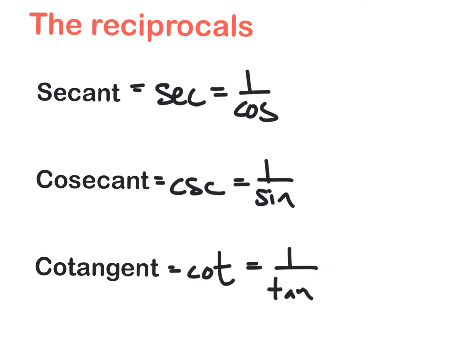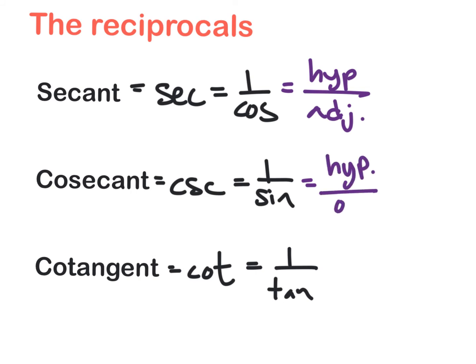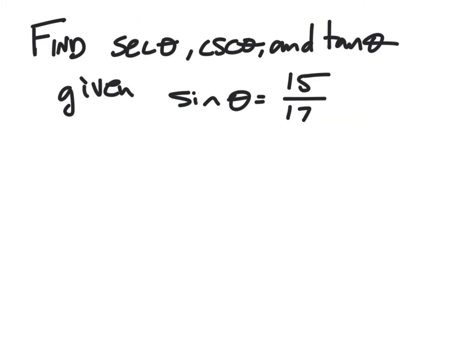So then we just got to remember, okay, since cosine is adjacent over hypotenuse, its reciprocal would be the hypotenuse over the adjacent. And sine was opposite over hypotenuse, so this would be hypotenuse over opposite. And instead of opposite over adjacent, we have adjacent over the opposite. So let's find the secant, cosecant, and cotangent of theta, given that sine of theta is 15 over 17.